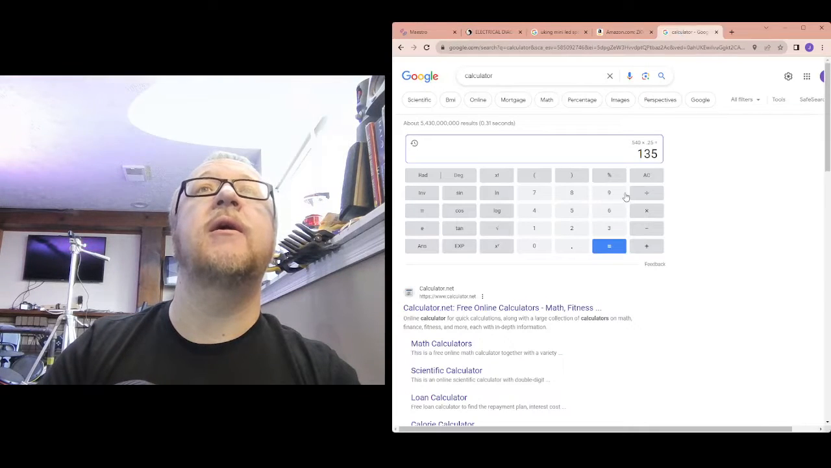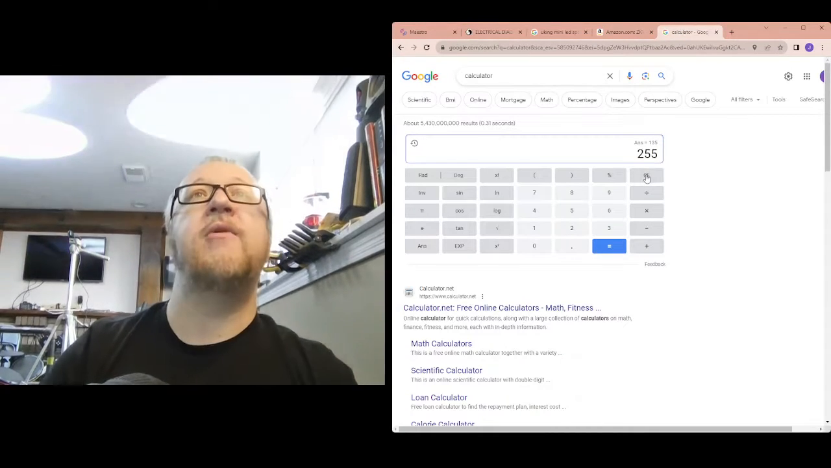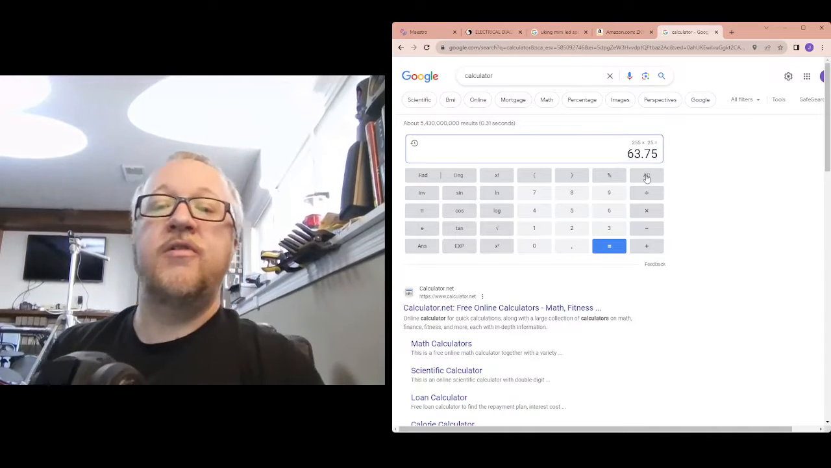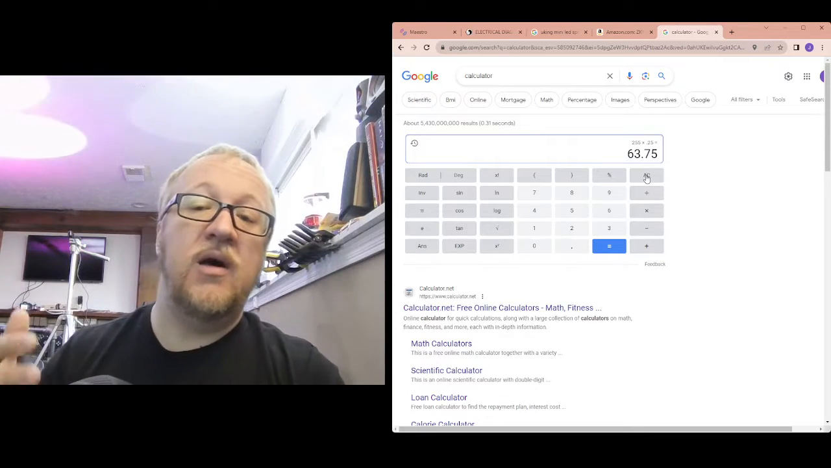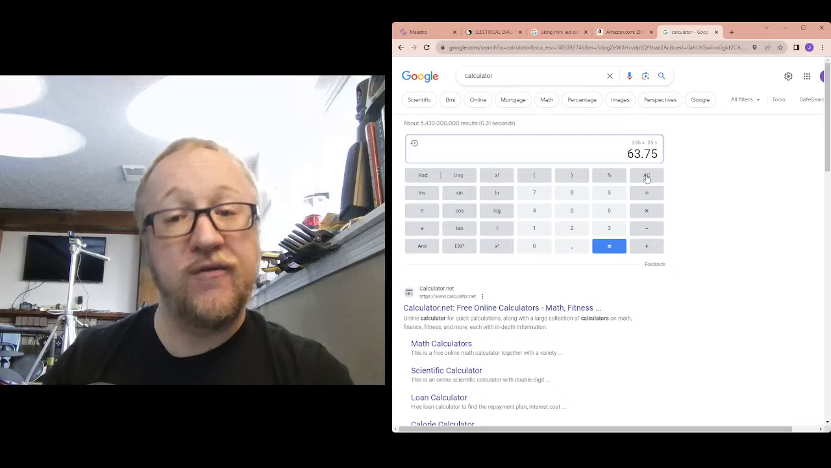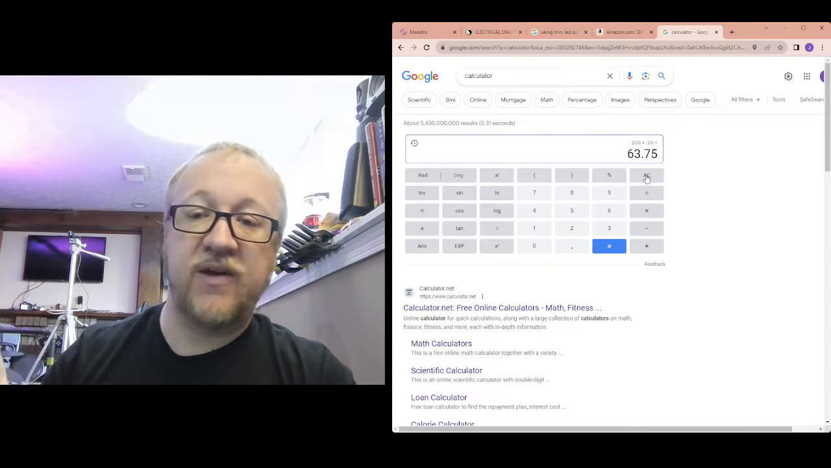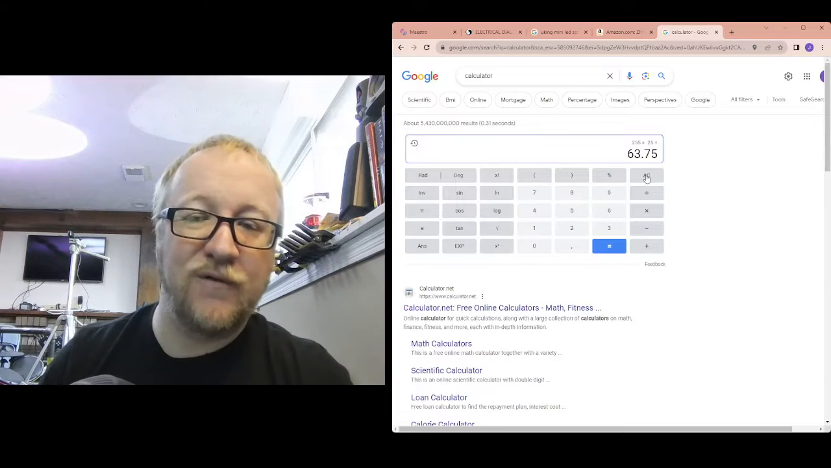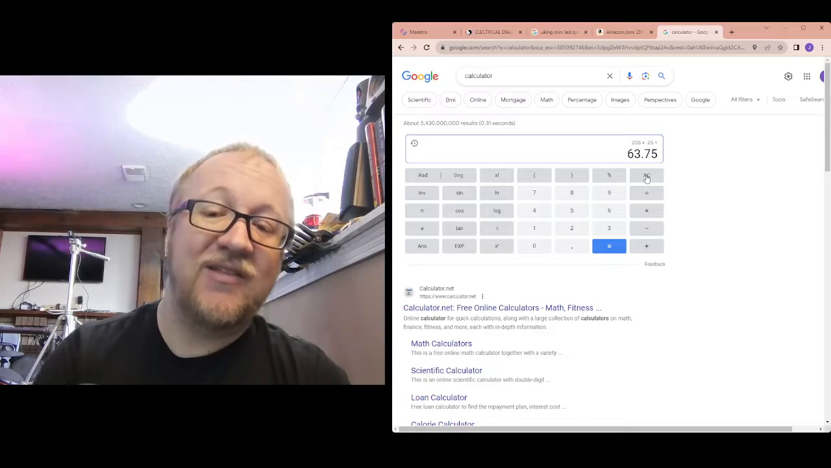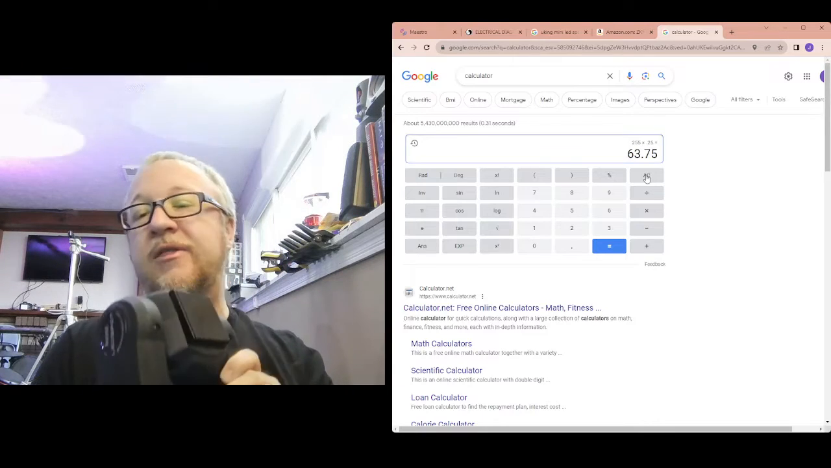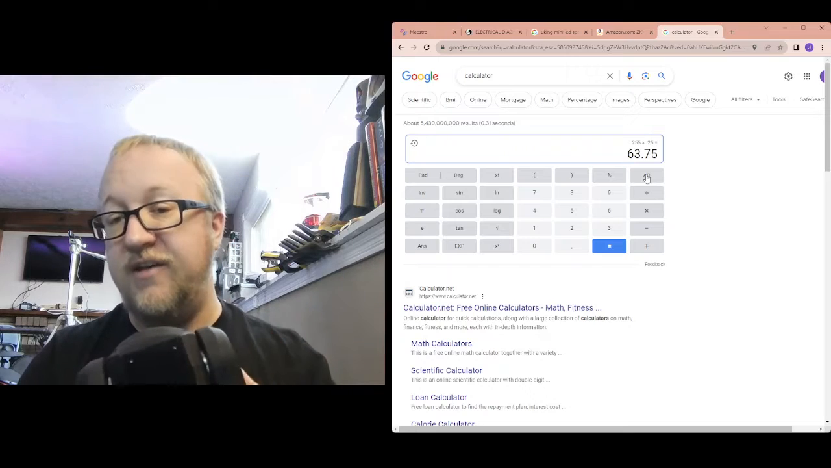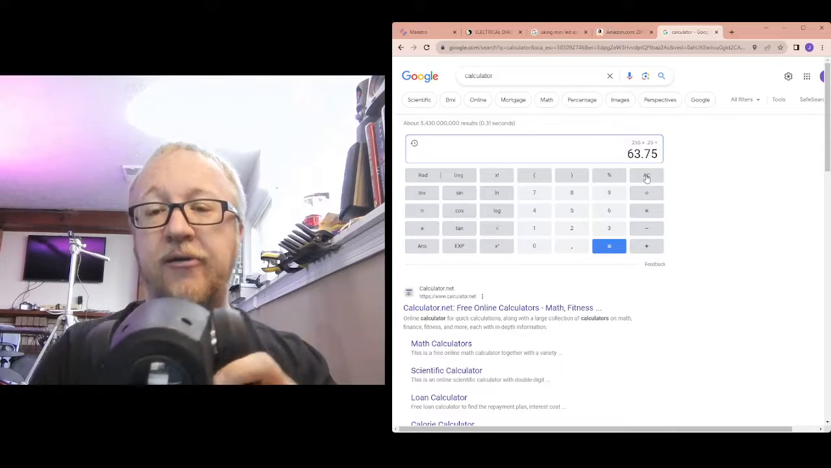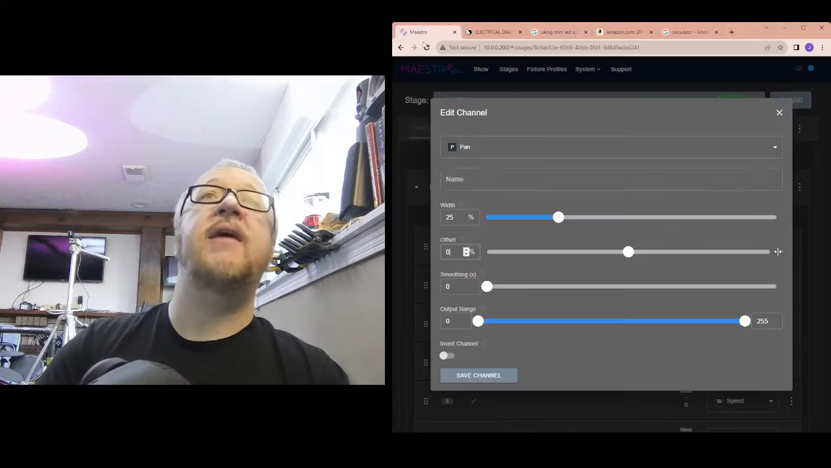So if we pull out a calculator here, say we have 255 for our DMX values, and we're going to quarter that. So now Maestro is only going to send a range of 64 values. If we consider starting from 0 to 63, that's technically 64 values. So Maestro is only going to send a range of 64. Now, this does not specifically mean that it's going to send 0 to 64. This just means that it's only going to send a range of 64 values. Now, you also have the offset setting.